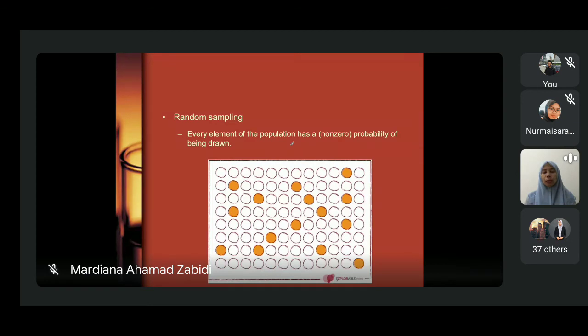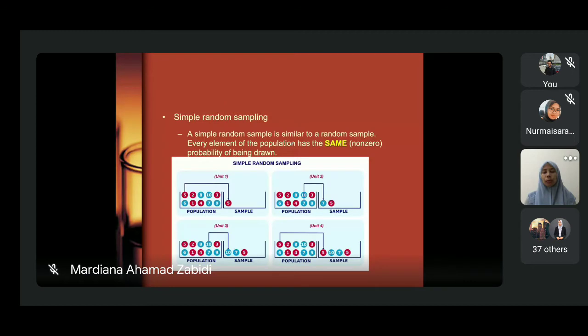So you've done the type 1 error or type 2 error there. Alright. And then we have this simple random sampling. It is almost similar to random sampling. Okay, but actually it has a few restrictions. But then we just follow your lecture notes.